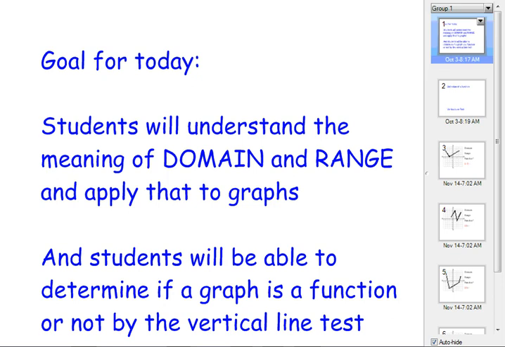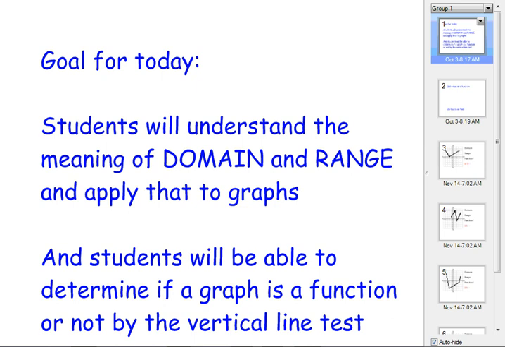It's hard to know where you're going if I don't tell you where we're going. Okay, Luke, Matt, we are going to have two new words today, domain and range, and we are going to apply that to graphs. We're going to find the domain and range.